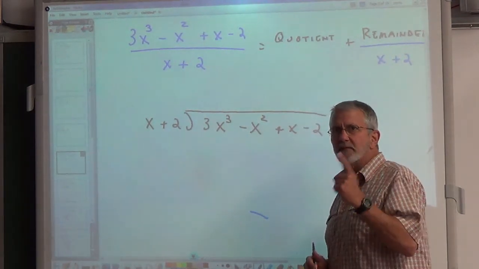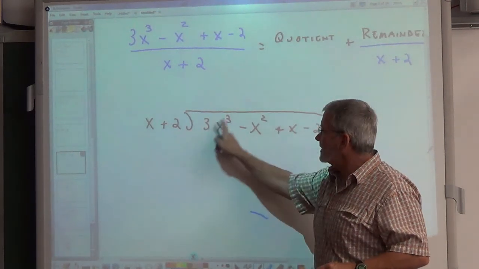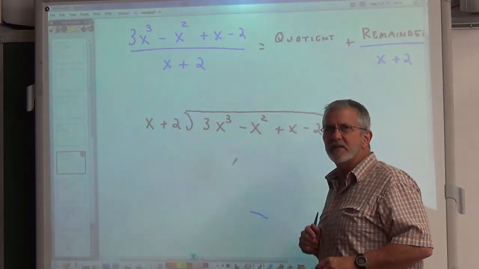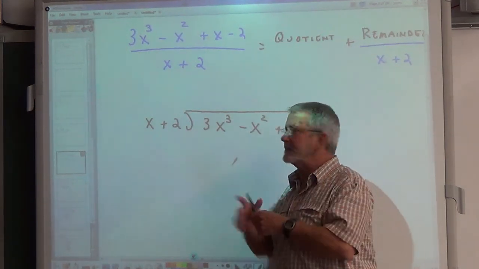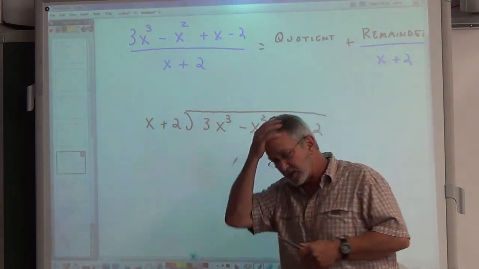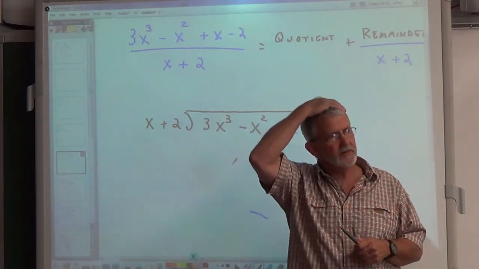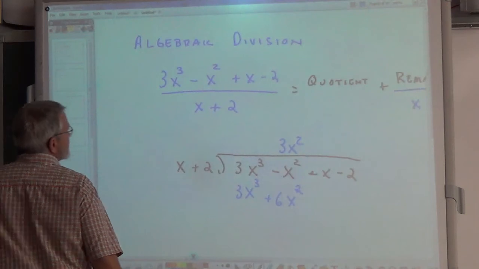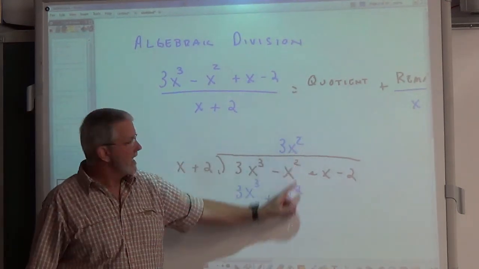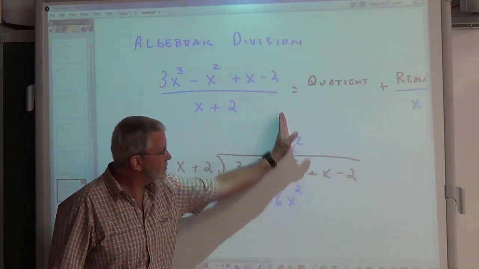So I'm going to ask myself a question. I'm going to look at the first term of the dividend and the first term of the divisor, and say, hey, what times x is equal to 3x cubed? Yes, you're right. You're absolutely positively right. It's 3x squared. And I want to make sure that I leave that 3x squared in the x squared column.